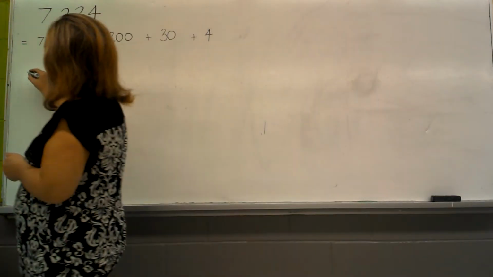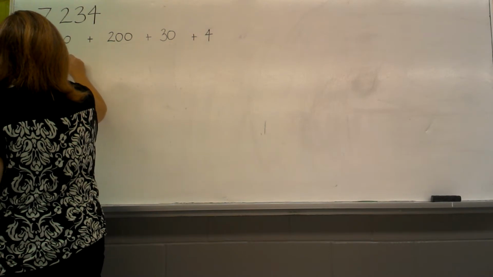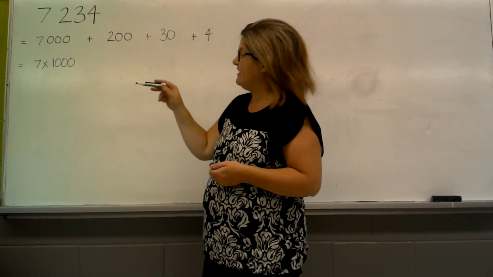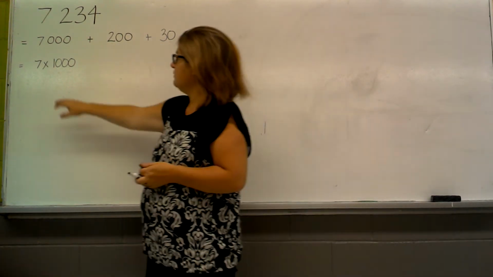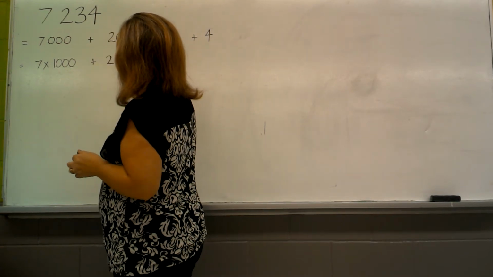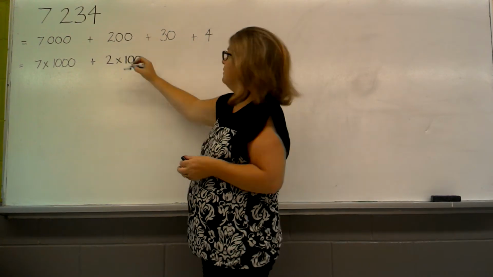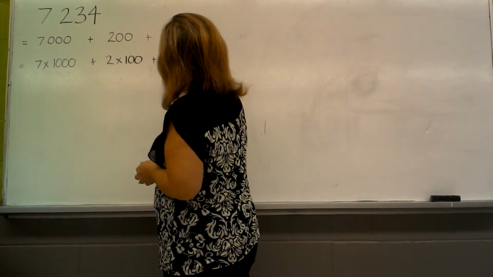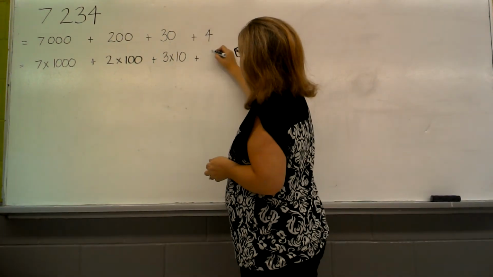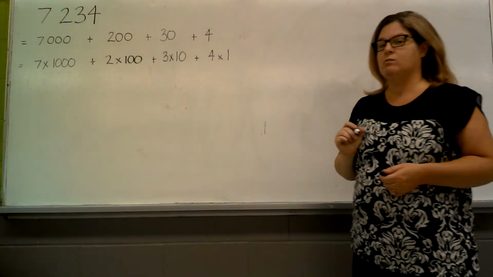And yesterday we talked about taking that one step further and recognizing that 7,000 is because we have a 7 in the thousands place. So we have 7 times 1,000 plus 2 times 100. The 2 times 100 gives us the 200, plus 3 times 10 will give us the 30, and the 4 is in the ones column, so it's 4 times 1.